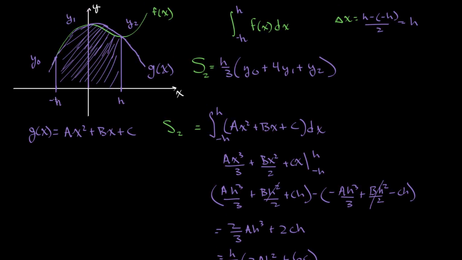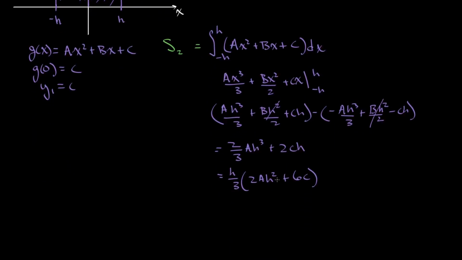So we have negative h, 0, and h to play with to express y naught, y sub 1, and y sub 2. So let's look at 0. G of 0 is what? That's c. And g of 0 on our graph here is y sub 1. So we find that y sub 1 is c. So let's fill that in. That's another piece.